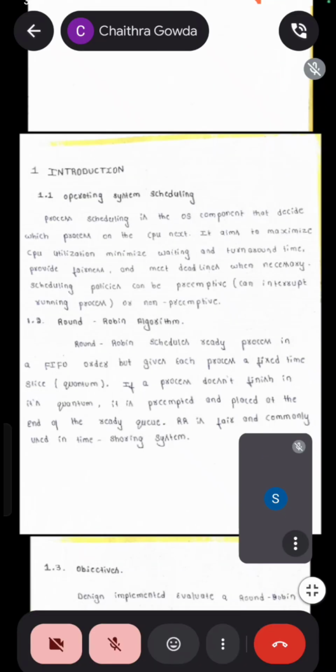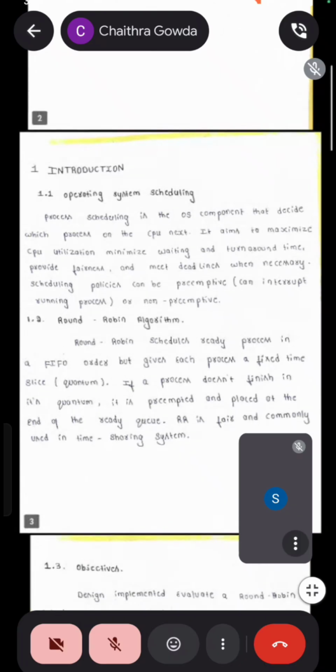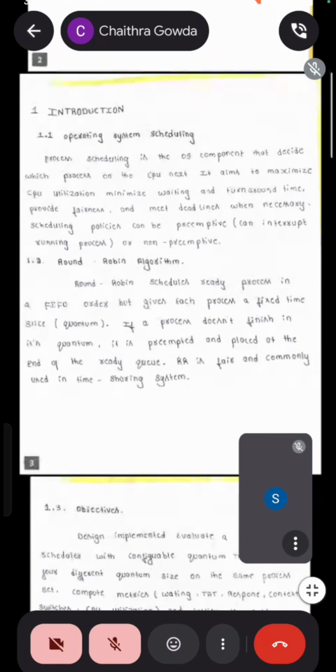Round robin algorithm. Round robin schedules ready processes in FIFO order but gives each process a fixed time slice, the quantum. If a process doesn't finish in its quantum, it is preempted and placed at the end of the ready queue. RR is fair and commonly used in time sharing systems.